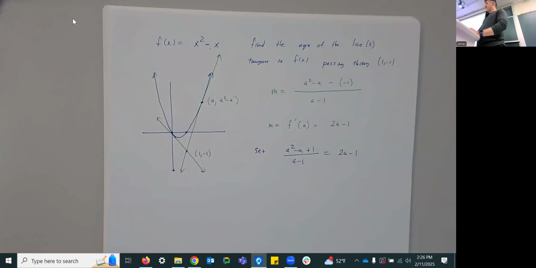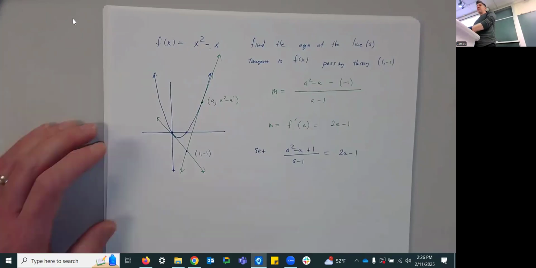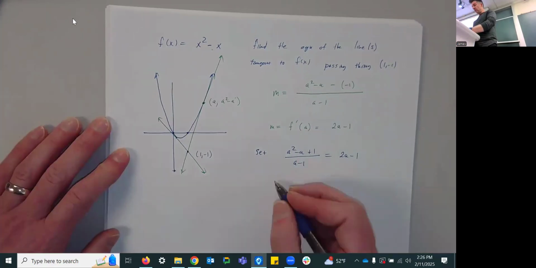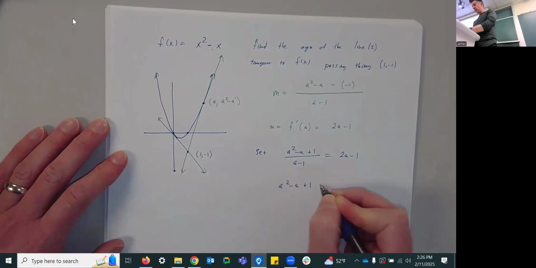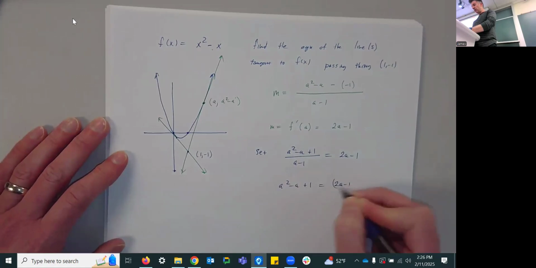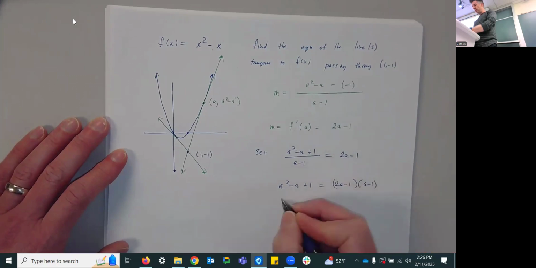And if that numerator factored, I would factor it, but it definitely does not factor because there aren't numbers that multiply to +1 and add to -1. At least not nice integer numbers. There might be some weird irrational numbers or imaginary numbers. I'm going to multiply both sides by a minus 1. So I've got a squared minus a plus 1 equal to 2a minus 1 times a minus 1.